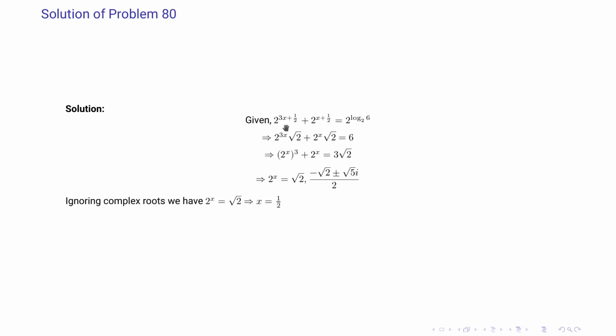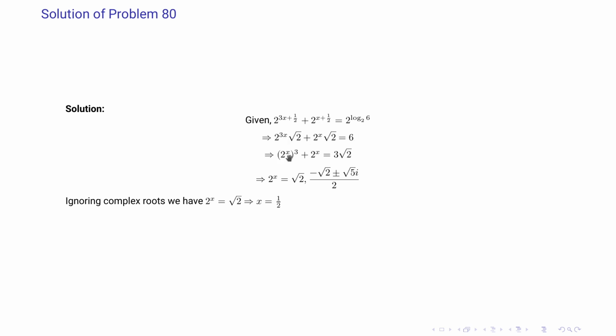Problem 80 says that solve 2 to the power 3x plus half plus 2 to the power x plus half is equal to 2 to the power log of 6 with base 2. So we can take out power half as square root of 2, so it is 2 to the power 3x into square root of 2 plus 2 to the power x into square root of 2 is equal to 6. We divide right hand side with square root 2 and left hand side also with square root of 2.